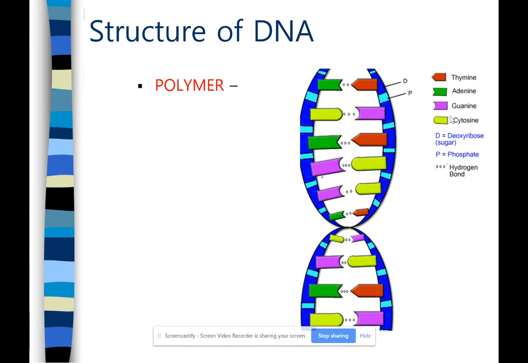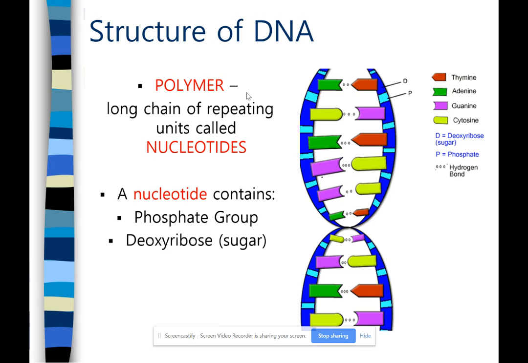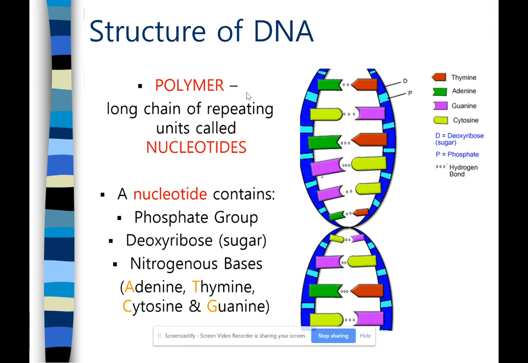So DNA is a polymer. Remember this prefix poly? Poly means many. So basically, it's a long chain of repeating units called nucleotides. The same structure keeps on repeating and repeating. So this nucleotide repeats itself. And the nucleotide has three main parts. It's got a phosphate, it's got a deoxyribose, which is the sugar, and it's got a nitrogenous base, which can be one of four things: adenine, thymine, cytosine, or guanine. It could be A, T, C, or G.